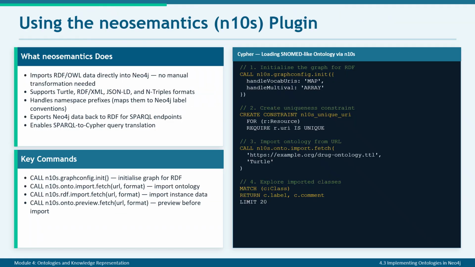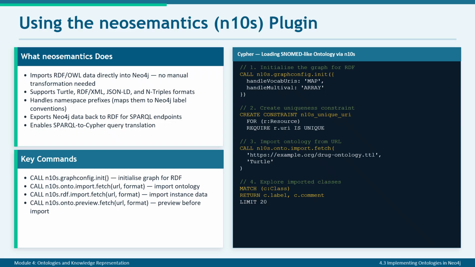The neosemantics plugin, also called n10s, short for neosemantics, is what makes it practical to work with RDF and OWL inside Neo4j. Without it, you'd have to manually transform every triple into a node or relationship. With it, you can import a complete ontology in a single Cypher call.